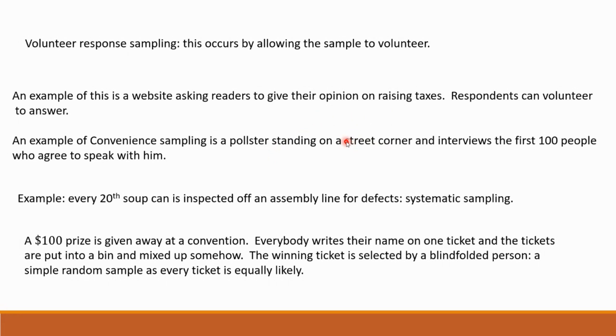And why is that bad? Well, because the people that volunteer may have a strong stance. Not everyone is going to volunteer, though. So you're missing out on a lot of the population. In other words, it's going to be biased. It's not going to be representative of the entire population. Well, here's another example. Standing on a corner, and then you interview the first 100 or whatever people that agree to speak with you.